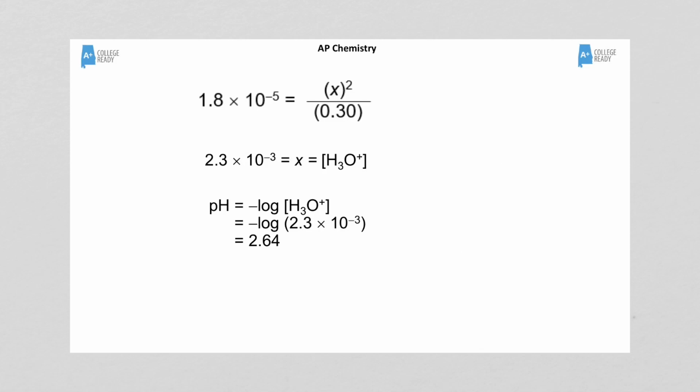The Ka was given, so that's plugged in, 1.8 times 10 to the -5th. Solving for x, which in this problem was the concentration of the hydronium ion, and it was also the concentration of the acetate ion, but it's that hydronium ion value that's going to help us with the pH, so we take the negative log of that, and we get 2.64. Very classic example. Could be a multiple choice question.